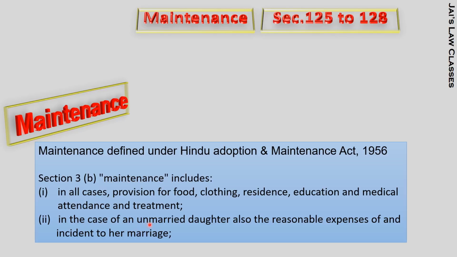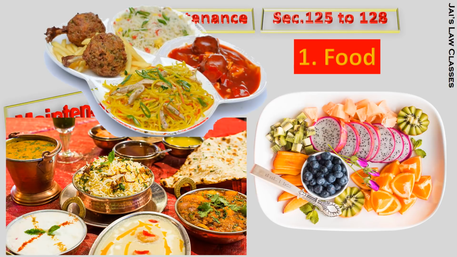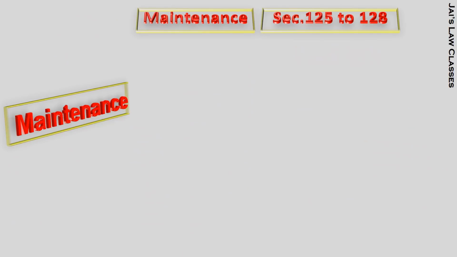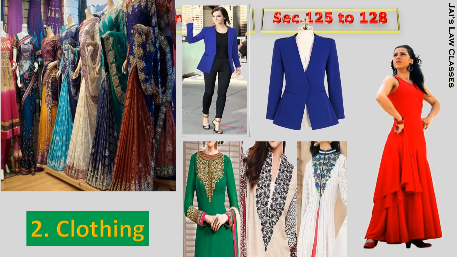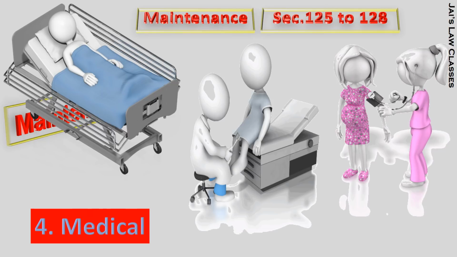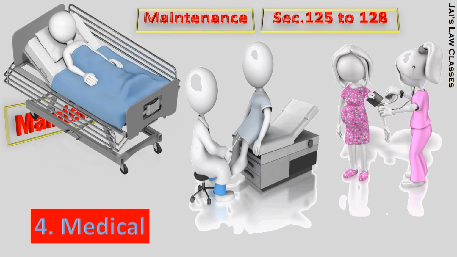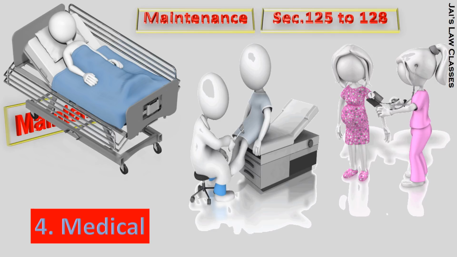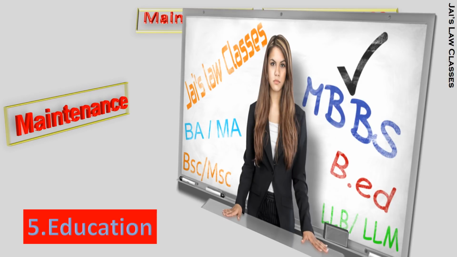Number 2, in the case of an unmarried daughter also, reasonable expenses of and incident to her marriage. So when you define what maintenance is, to provide food, this is a sample, not the same food. Clothing, again this is a sample, not the same clothing. Residence, that is shelter, and medical treatment, attendance, everything needs to be taken care of, and education as well. Although it will not be a compulsion for a husband to take care of the education of the wife, a good husband will do so.